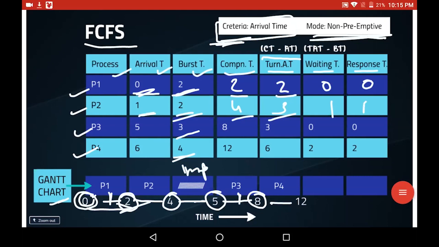Now you can see one thing. Response time and waiting time for all the given processes are the same. Why is this happening? Because of the mode, which is non-preemption. So we do not need to calculate response time in non-preemption mode.